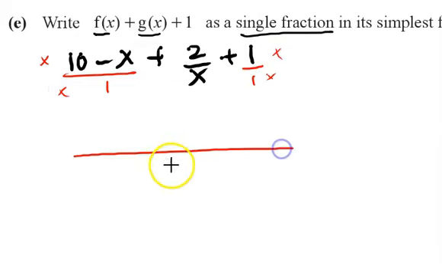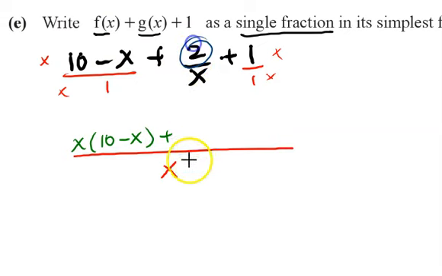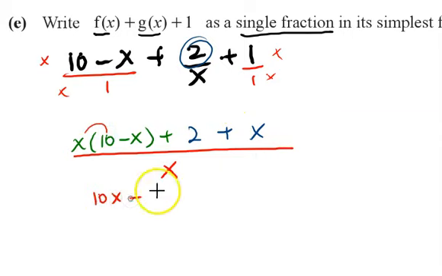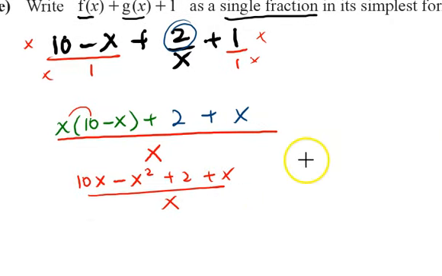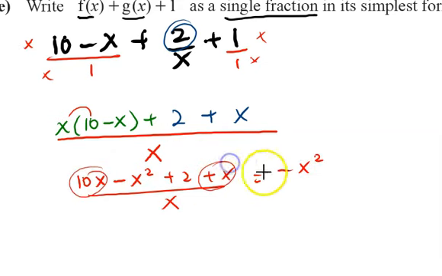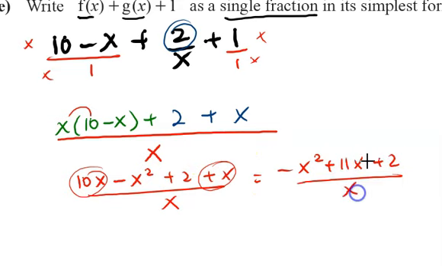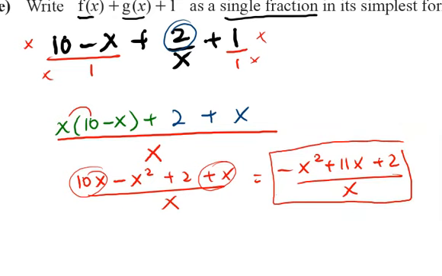So here we have x. The first one is x bracket 10 minus x. This remains as usual. This is 2. And this one here we have x. So now we just have to expand this. You get 10x minus x squared, plus 2 plus x, over x. If you simplify this, you get negative x squared, here we have 2x, so we have about 11x plus 2 over x. So this is your answer for this question.